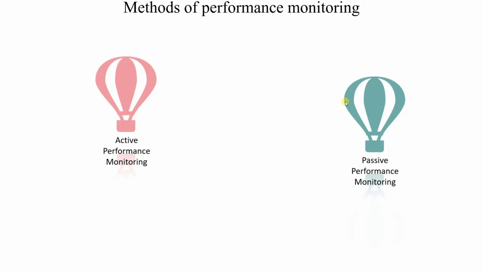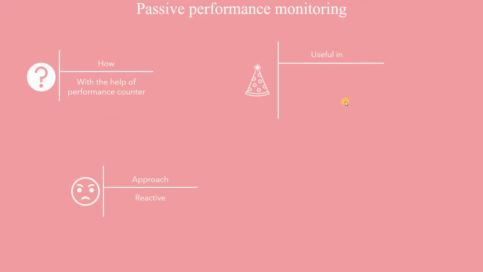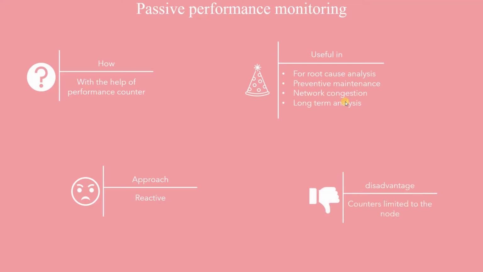Okay, let's start with passive performance monitoring. How are we monitoring it? There are a lot of counters for each and every node in the transport network, as well as the RAN network and the core network. There are abundant performance counters.